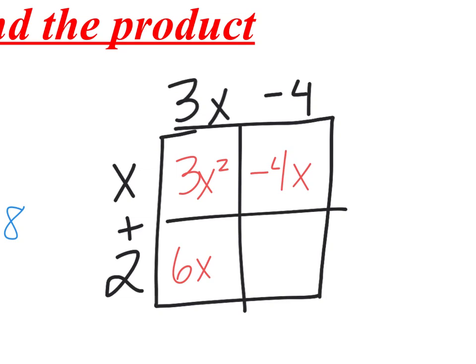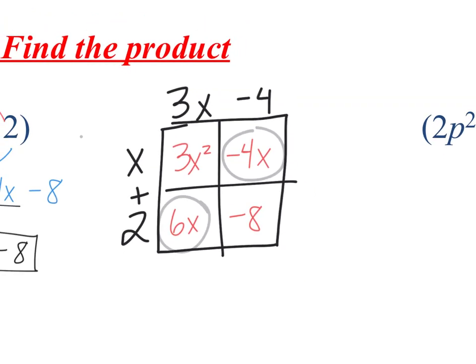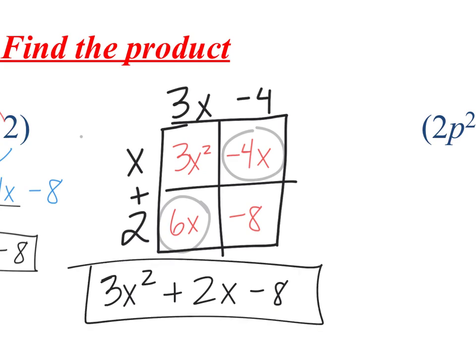6x, and negative 8. You still have to show me that you need to combine like terms, and you can't leave your answer in boxes and be like, Ms. Brandt, there it is. That's the polynomial. What? That's not how you write polynomials, in boxes. You got to give me the final answer, please. So these two are like terms. You got to combine them and then write your polynomial. 3x squared plus 2x minus 8 after you combine your like terms. That's your final answer.